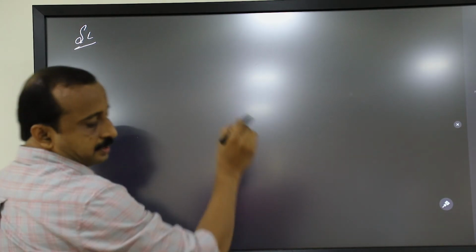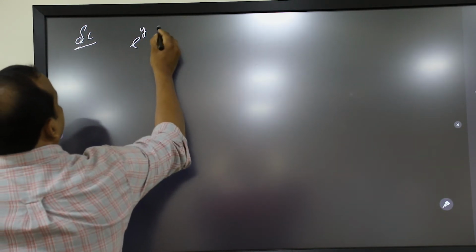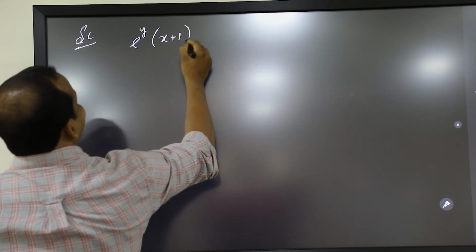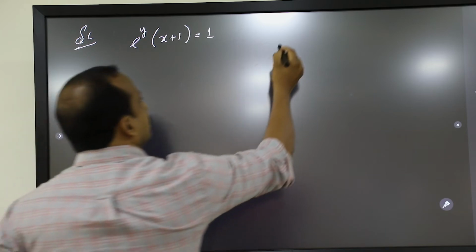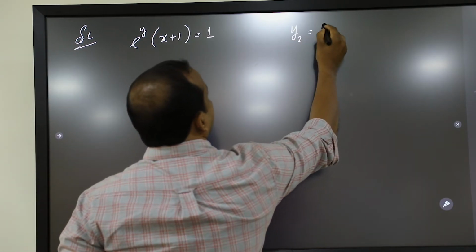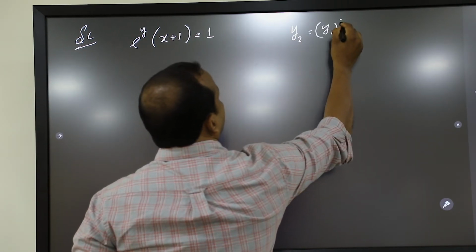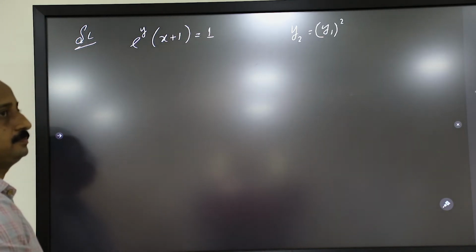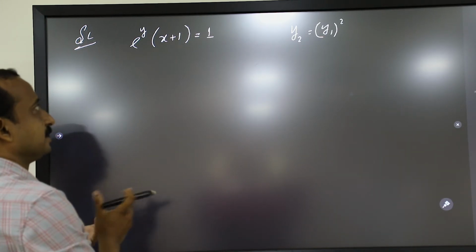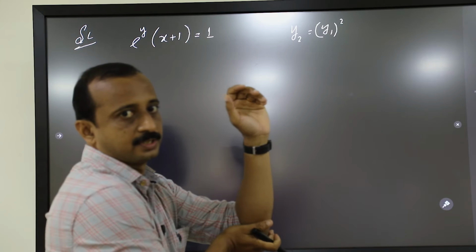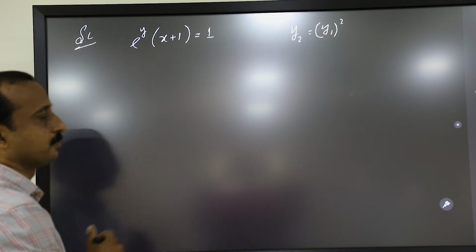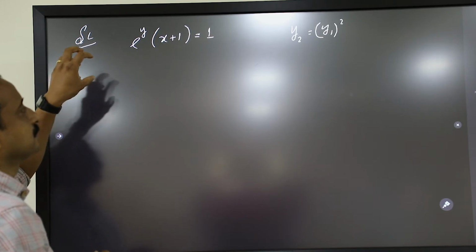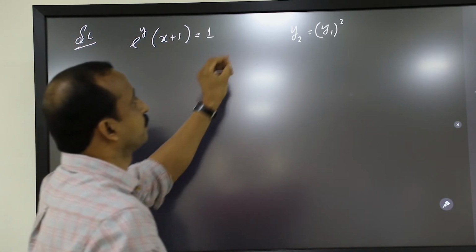x plus 1 into e raised to y, that is, e raised to y into x plus 1 is equal to 1. It's an NCERT question. We have to prove that y2 is equal to y1 the whole square. There are different methods available for finding the derivative of this function. Directly we can differentiate using the product rule, but it's a very lengthy process. So we use a simple technique for finding the derivative.